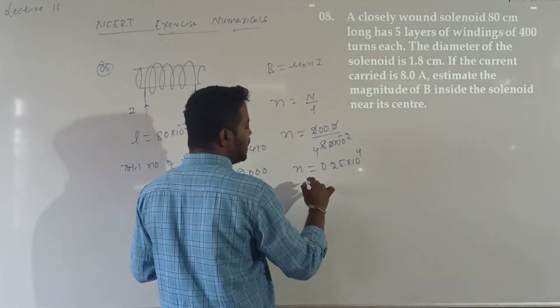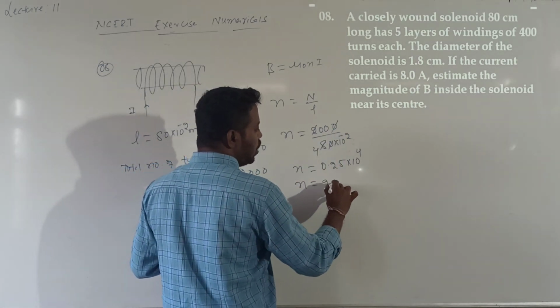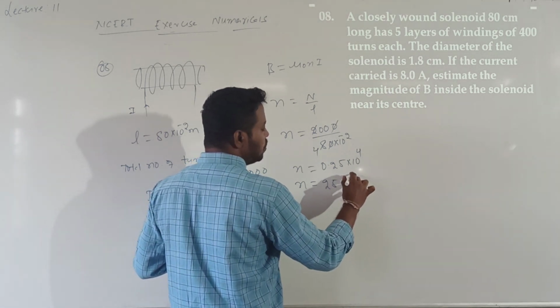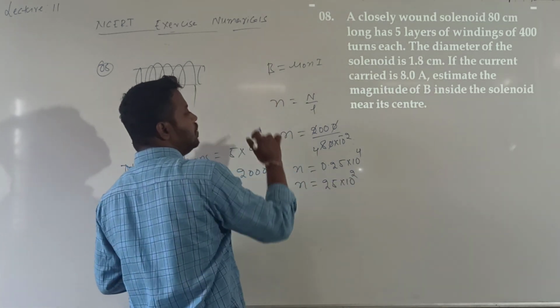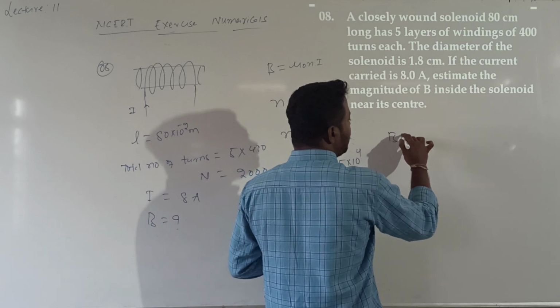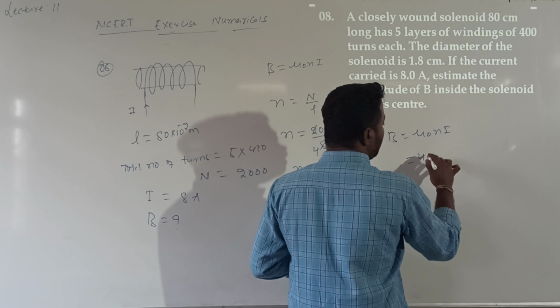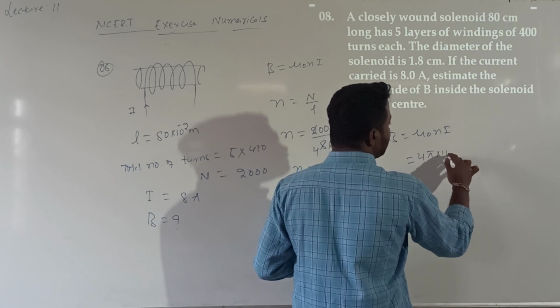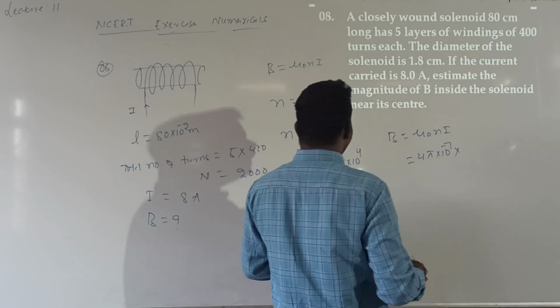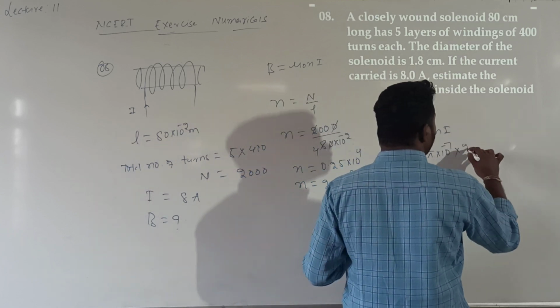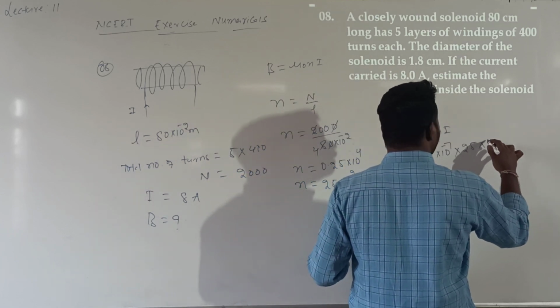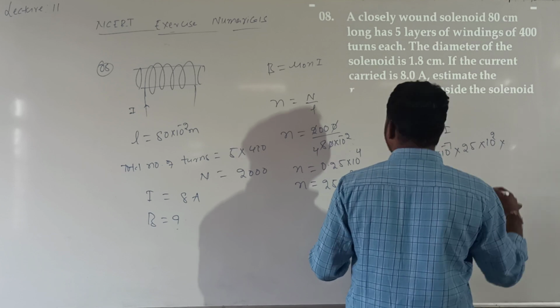This is 10 power plus 4. So n value is 25 into 10 power 2. Can I substitute the values? What is B? B is mu naught N into I. What is mu naught value? 4 pi into 10 power minus 7 into N value. So 25 into 10 power plus 2 into current value.